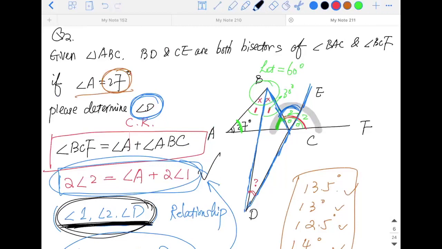So this angle can be determined. This angle can be determined. You just basically divide by 2. You'll be able to determine these two triangles, right? So with this information, you'll be able to directly determine the value of angle D. Is it right? If I just let angle B equal 60 degrees, everything will be so easy. You guys follow me? Yes or no?